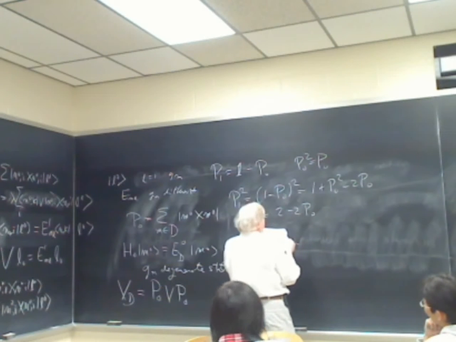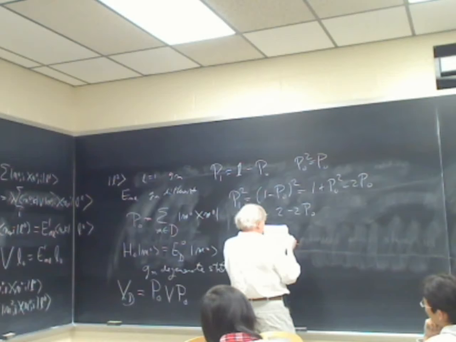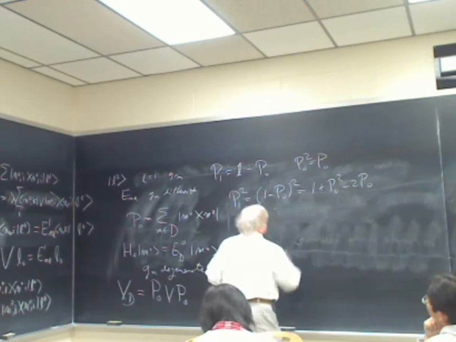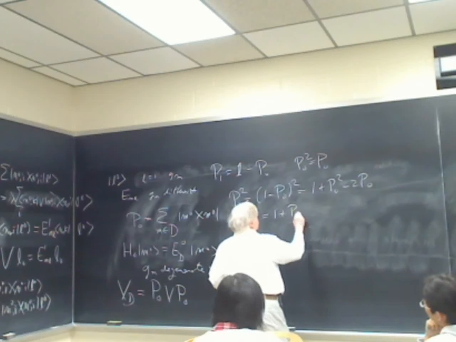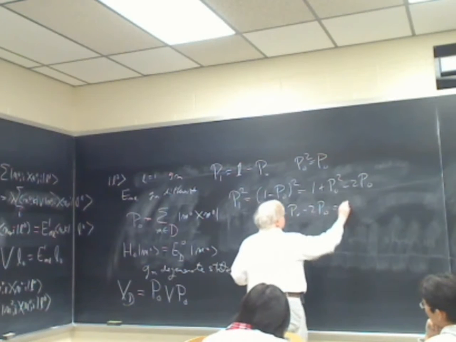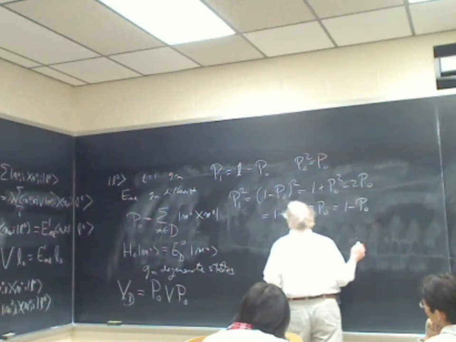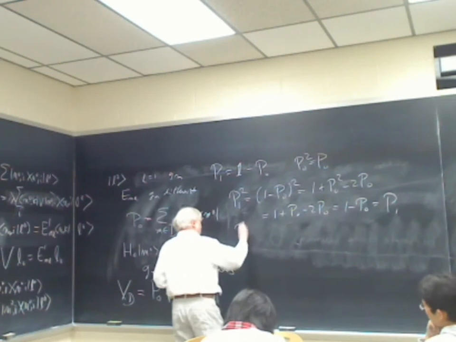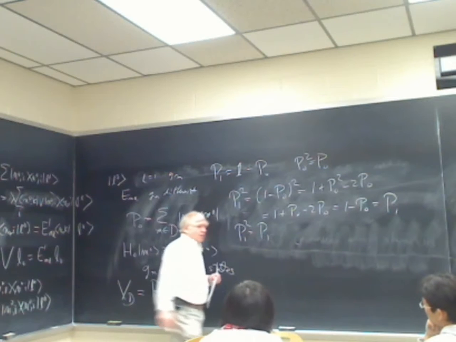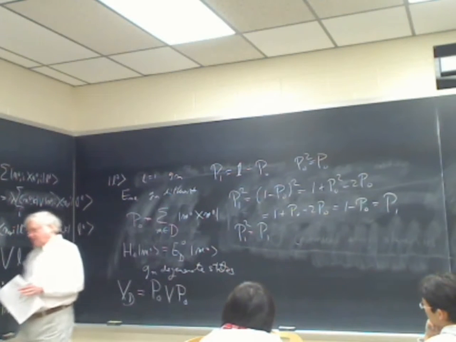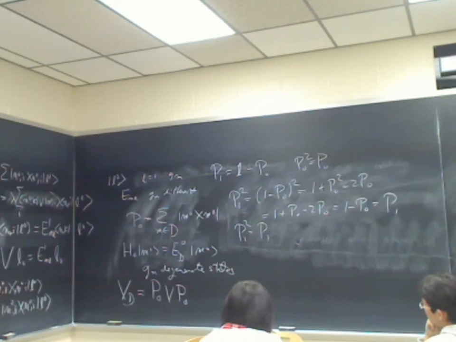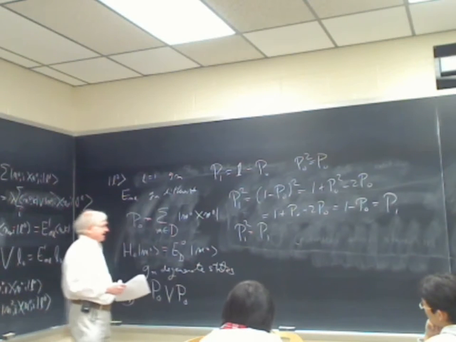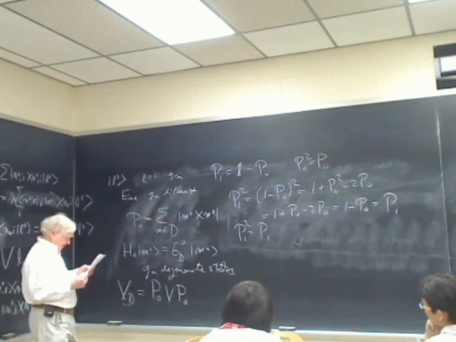Wait a minute, I've got this really wrong. This is 1 plus P0 minus 2 P0, so this is 1 minus P0, which is equal to P1. So, in other words, P1 squared is P1. So, P1 is the projection operator onto a space that is everything except the space spanned by the degenerate states. This is another projection operator.